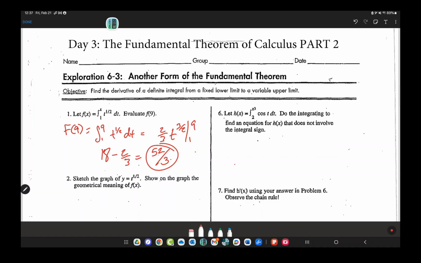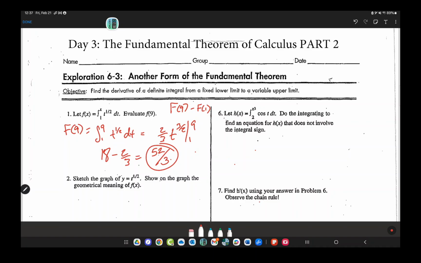Did you subtract the 2/3? Why did you subtract the 2/3? Oh, yeah, upper bound minus lower bound. Just often our lower bound's been 0, which has been real nice.